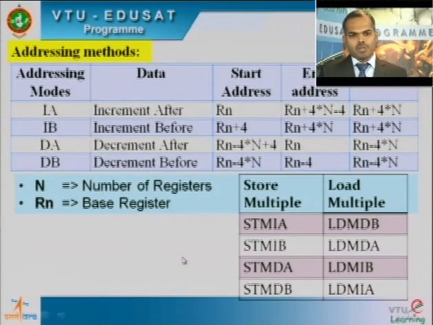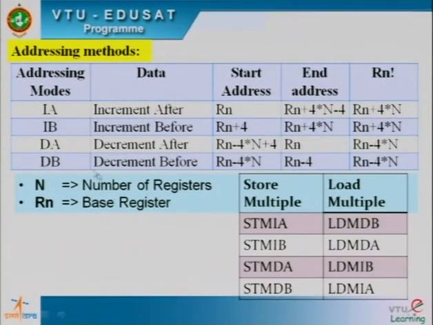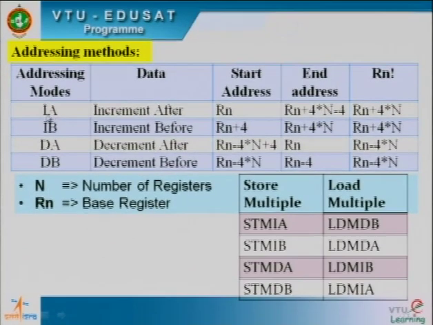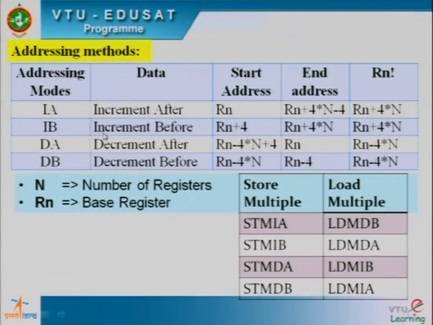In that, what are the addressing modes that we have? We have these addressing modes: IA, which stands for increment after; IB stands for increment before; DA stands for decrement after; DB stands for decrement before.